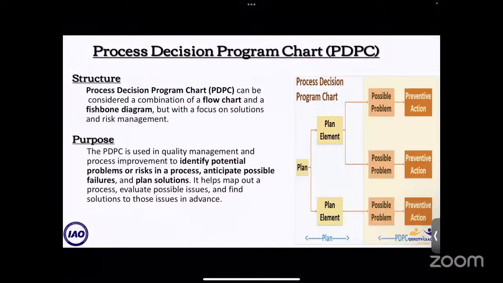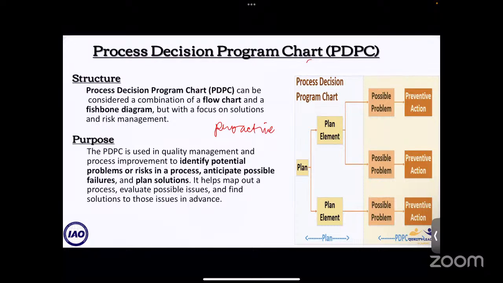Now let's talk about the PDPC, which is the Process Decision Program Chart. This Process Decision Program Chart, or PDPC, is a combination of the flow chart and the fishbone diagram. Its purpose is to identify potential problems or risks in the process, so it is considered a proactive tool that I can use when I need to identify potential problems in advance.